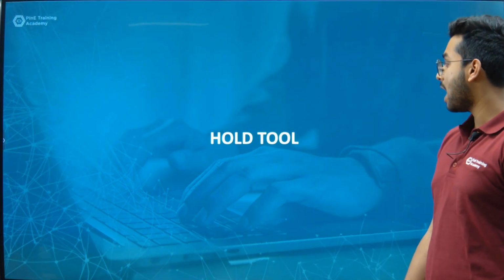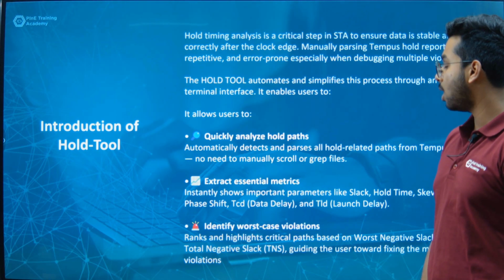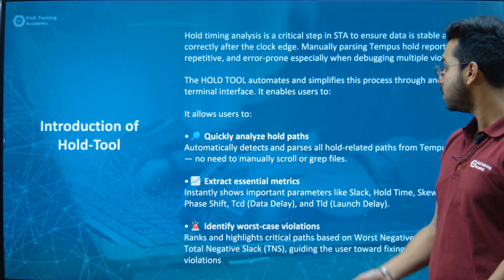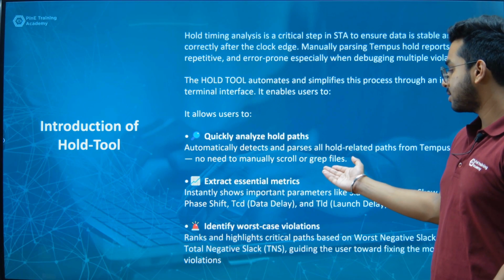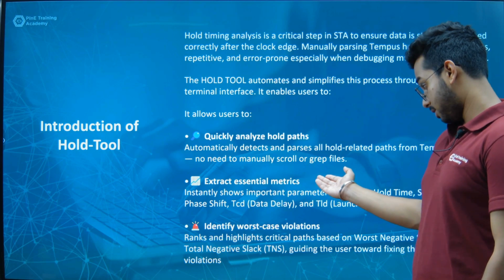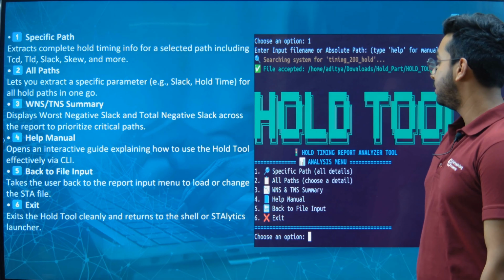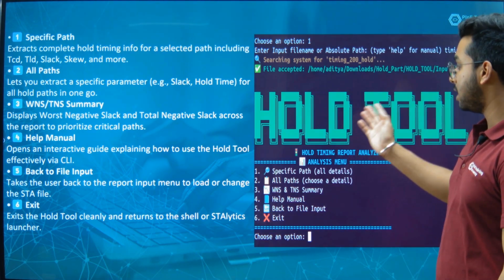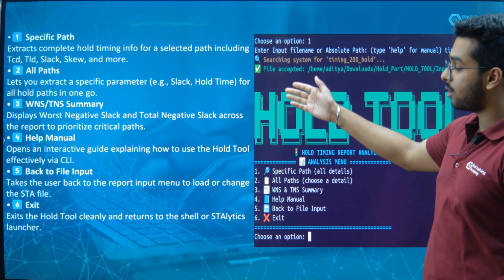Secondly, we have our hold tool. It works similarly to the setup tool. It quickly analyzes the whole timing reports and all paths. The essential metrics are studied and the worst case violations in the design are identified. This is the main page for the hold tool, and these are the same buttons we already discussed in the setup tool.